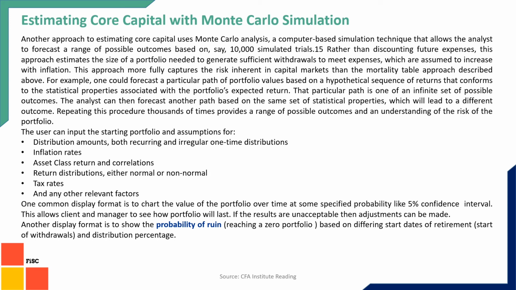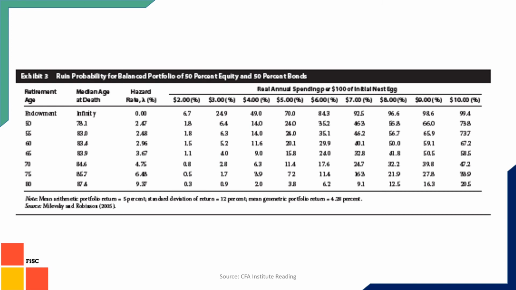In the other format they also get a probability of ruin, which tells them what is the probability that their portfolio will reach zero even before their death, based on the retirement age they are going to have and the amount of spending they are going to have each year. That means the amount of distribution from their total asset base. So here you can see in the table we have been given a retirement age, a median age at death, and a percentage of total we have in the initial period. So if we have $100, so $2 we are spending in each year, $3 we are spending in each year. So this 100 is basically the amount which we are going to have on the day of retirement.